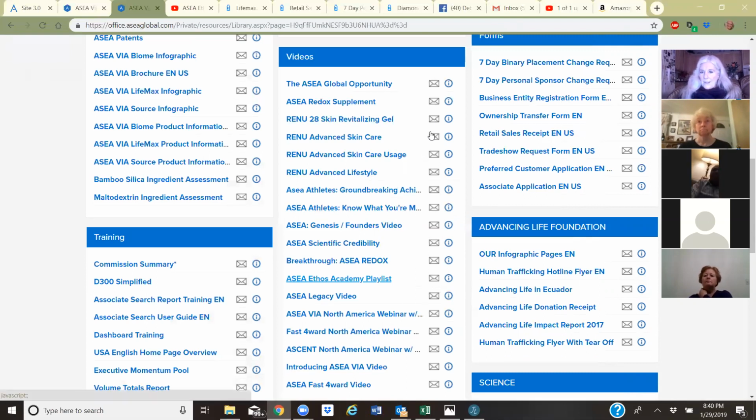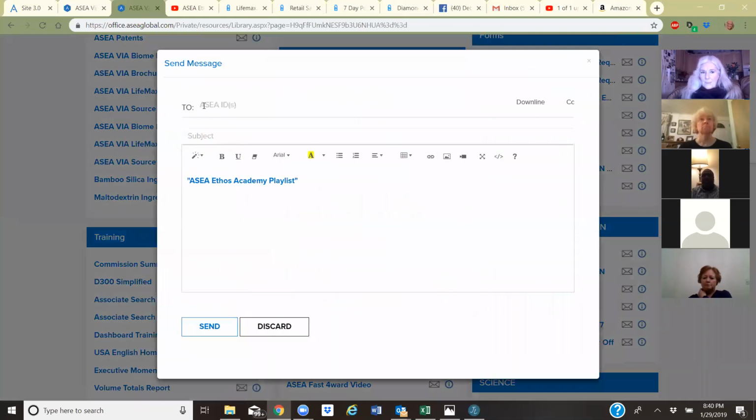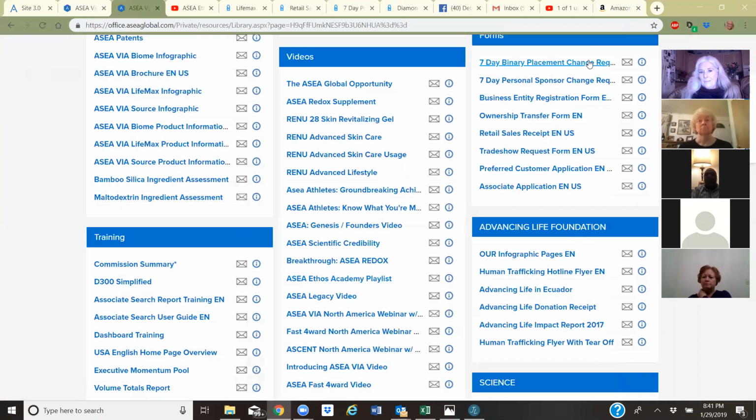I don't know if you know that that's what these are for, but if I wanted to send something to one of you, I could just put 2 and then put Roxanne 7, and then she'd get the Ethos Academy playlist, and I'd hit send. And I could say something right there. So that's what all those little envelopes are for. And then if you click on the I, it tells you the ASEA Genesis Founders video, which it says right there anyway. But anyway, okay, so that's it as far as your library.